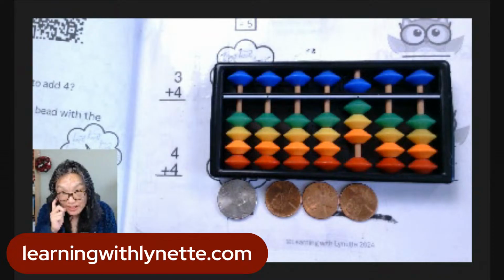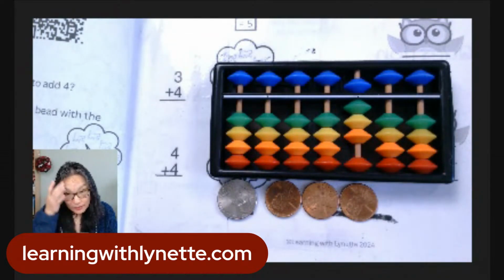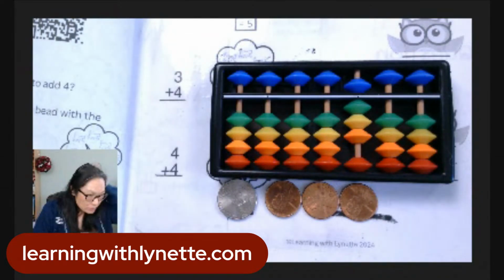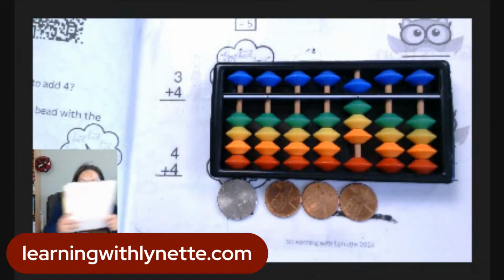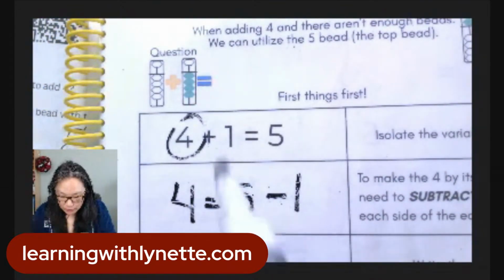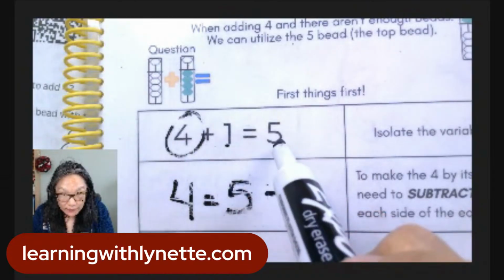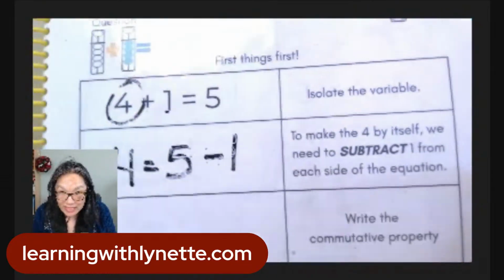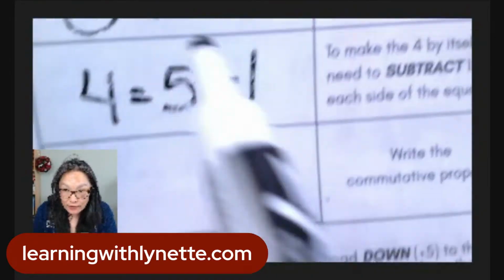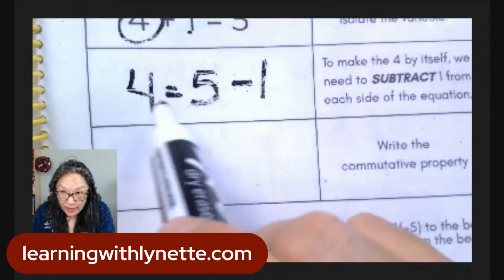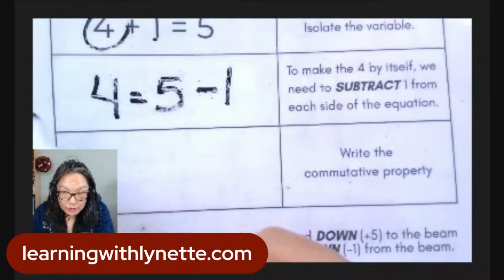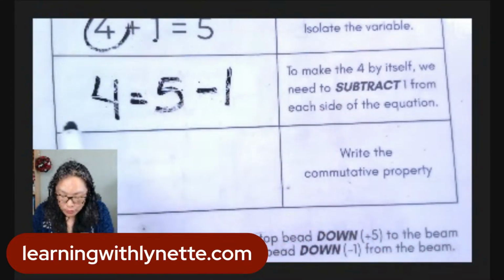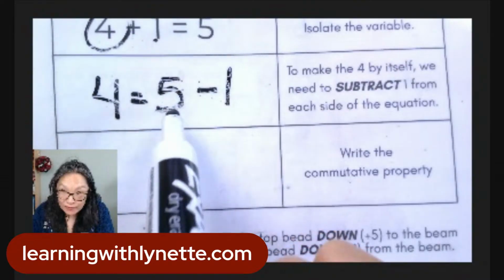Now, is this a concept that kids can understand? Yeah, this is a concept that kids will understand. This is what we're trying to do. So in big people terminology, we have this concept: 4 plus 1 is equal to 5. So we're going to isolate the variable. How do we isolate the variable? To isolate the variable means we put it by itself. So 4 is equal to 5, but 5 is too much.